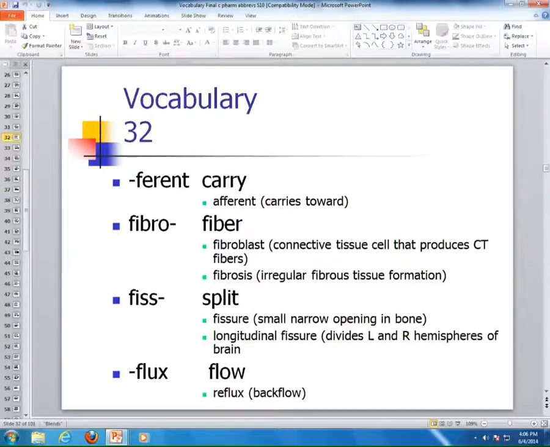Fiss is a split, or even you could change it to slit, because what we're talking about is something that divides. A fissure is a small, narrow opening or slit or split between bones. Flux, flow. Reflux, right? To taste again, to have backflow, if you will.